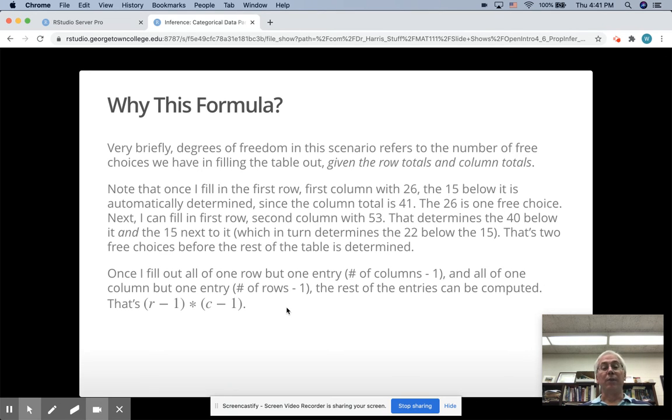So in general, once I fill out all entries but 1 in a row, that's the number of columns minus 1, and all the rows below that except for 1 entry, that's the number of rows minus 1, I can fill in all the rest of the entries. R minus 1 times C minus 1 is the number of degrees of freedom.